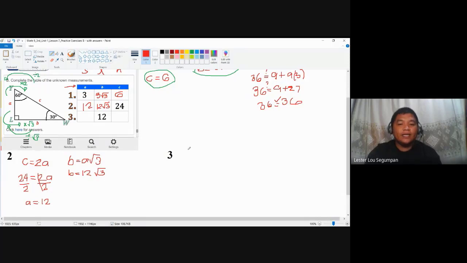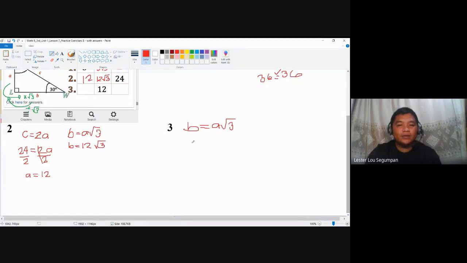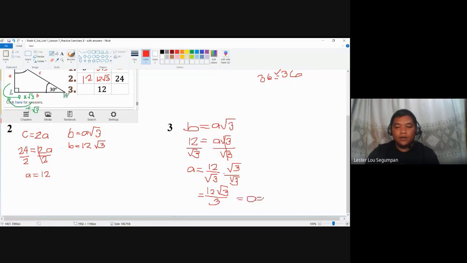Let's try to check. Since we have B here, which is 12, and we all know that B is A times square root of 3, let's substitute 12 and solve for the shorter leg. So we will divide this by square root of 3. A is 12 over square root of 3. Rationalize it: square root of 3 over square root of 3. You have 12 times square root of 3 over square root of 9, which is 3. And then finally, it could be simplified as 4 square root of 3.